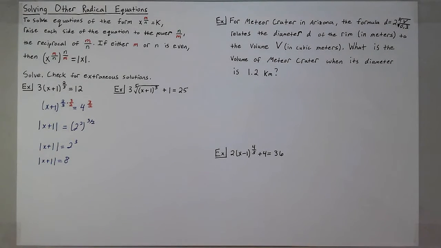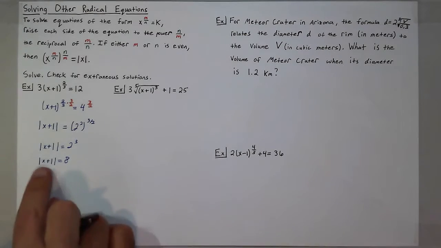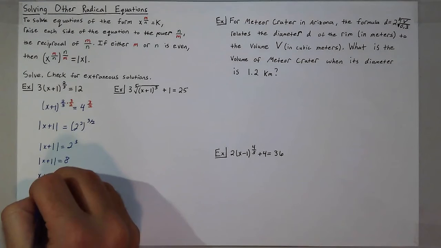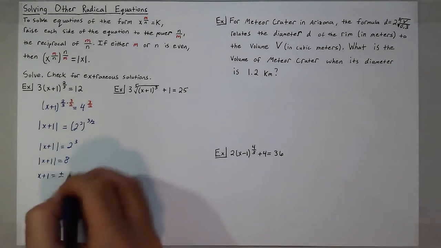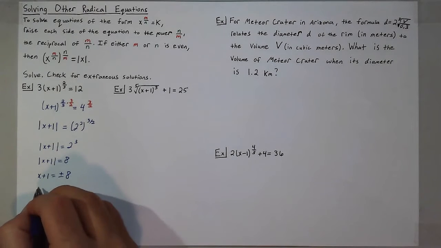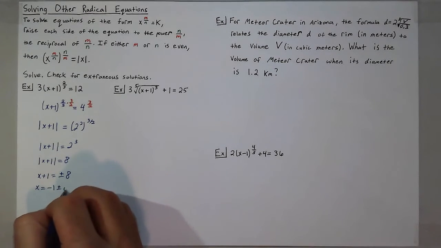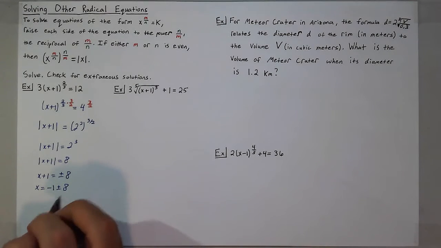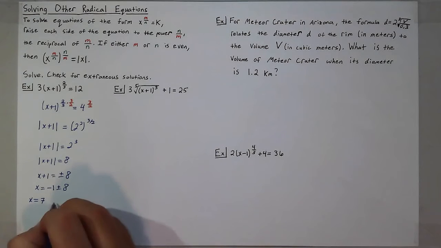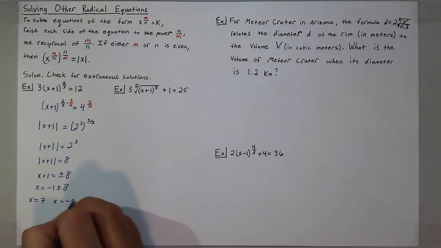So to finish solving, I'll get rid of the absolute value by putting a plus or minus on the right side, because this will either equal positive or negative 8 on the inside. So I'll get x is equal to negative 1 plus or minus 8, which leads to the two solutions of negative 1 plus 8, which is 7, and negative 1 minus 8, which is negative 9.